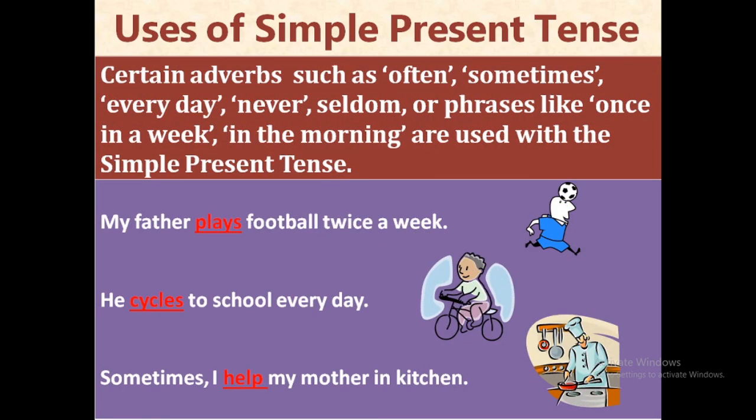And there is an easy way to find whether the verb is simple present or not. Certain adverbs such as often, sometimes, every day, never, seldom, or phrases like once in a week, in the morning, always take the simple present tense form of the verb. For example, my father plays football twice a week. He cycles to school every day. Sometimes I help my mother in kitchen.